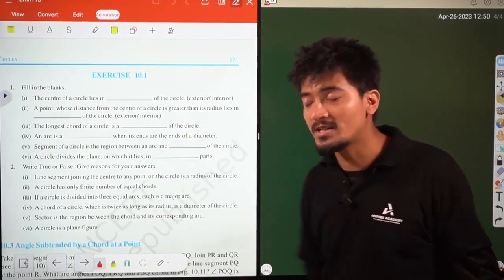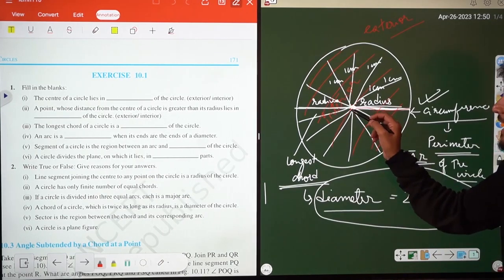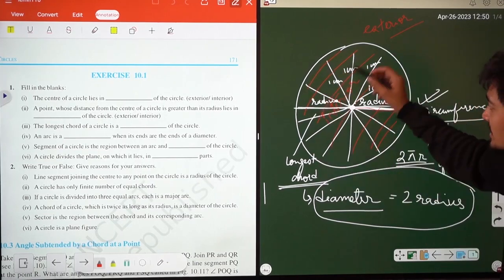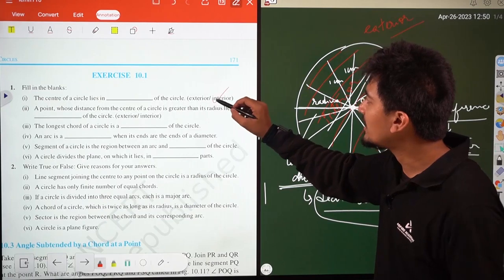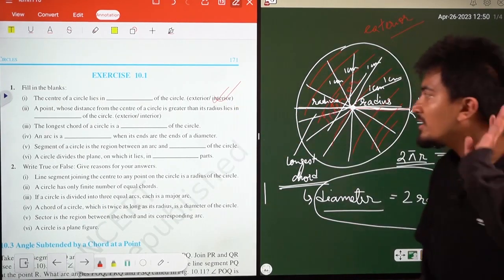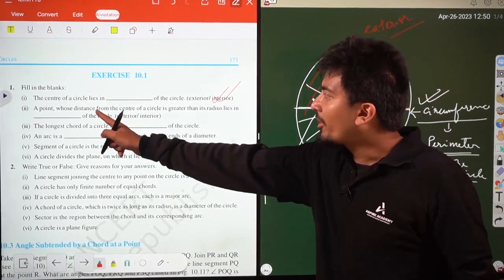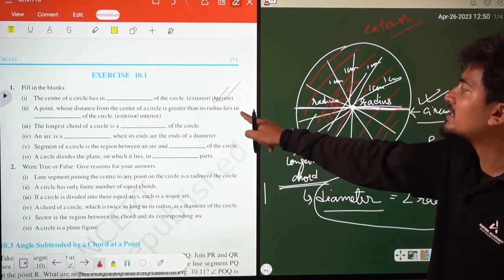The center of a circle. This is the center of the circle, and it lies exterior or interior. Since this is the interior part, it lies in the interior of the circle. Okay, understood? Easy?